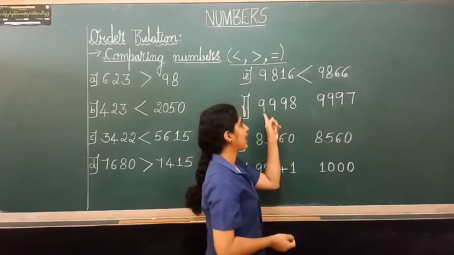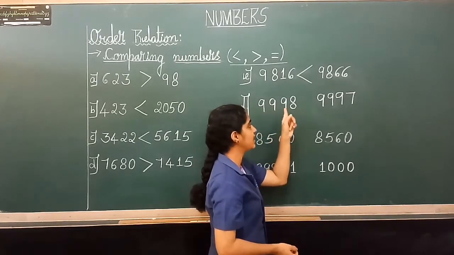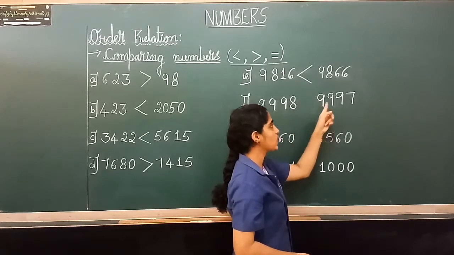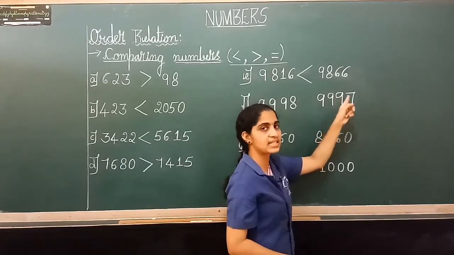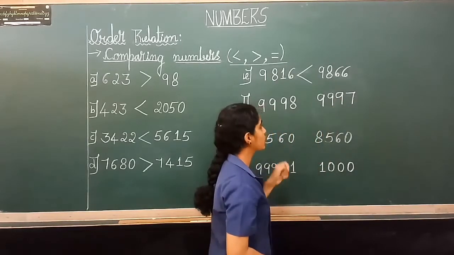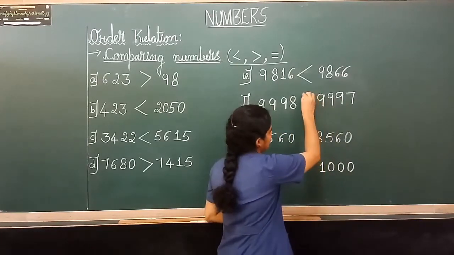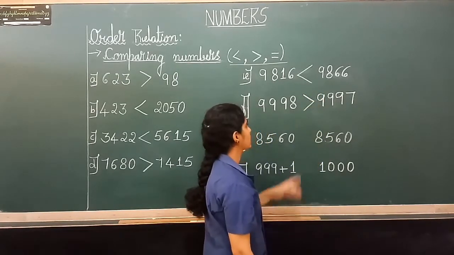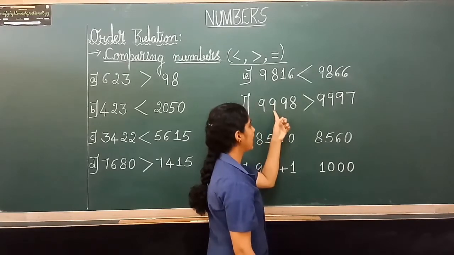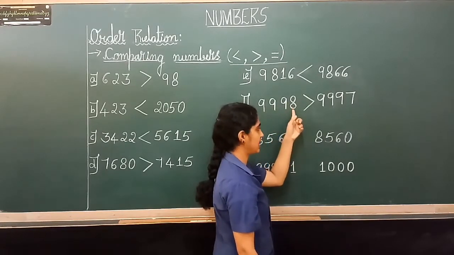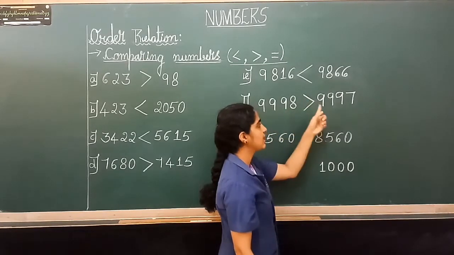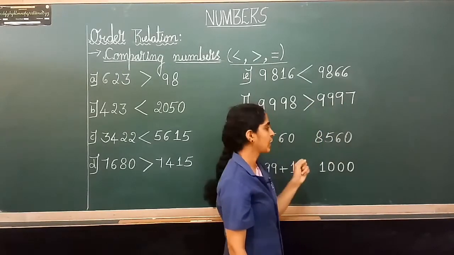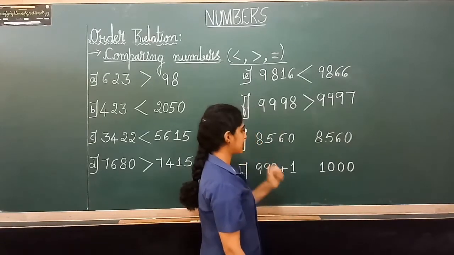That means 9998 is greater than 9997. We have to show by using the symbol greater than. So 9998 is greater than 9997. Let's move to the next example.